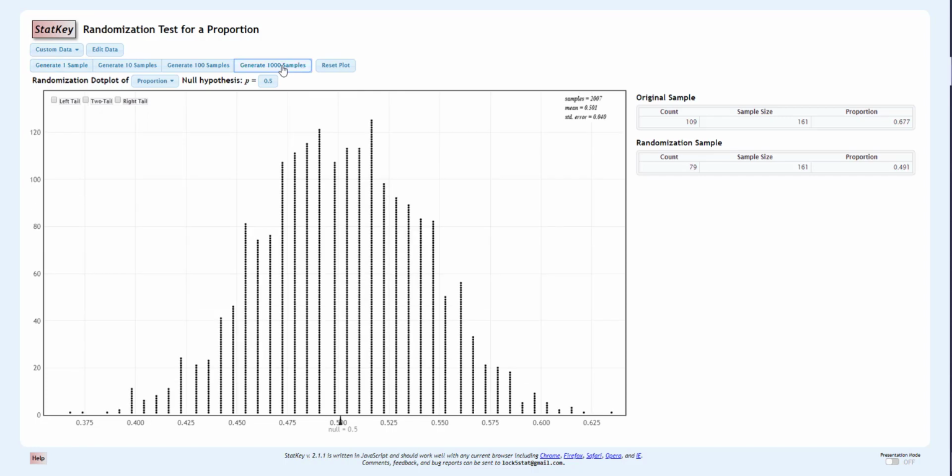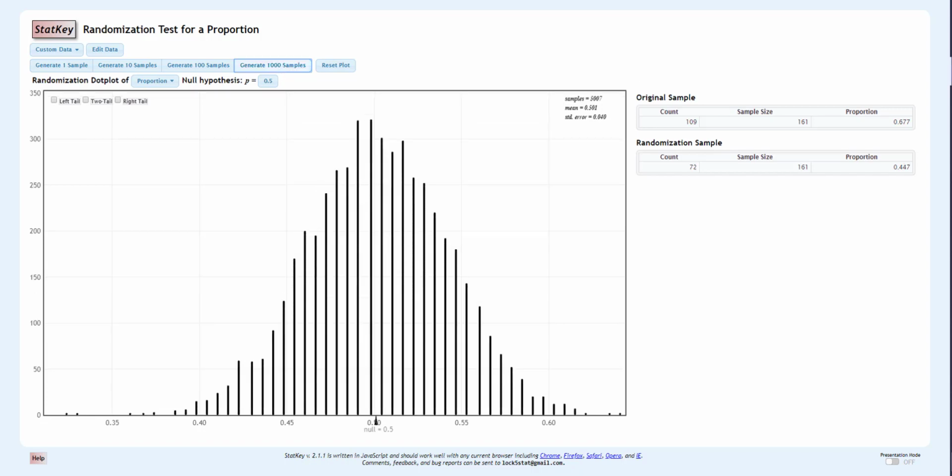So if we click this generate 1,000 samples button a few times, we end up now with 5,000 samples. Essentially we have 5,000 dots down here, and each one of those dots represents a single sample of 161 games played and the proportion of them where they ended up winning. And we want to know how often did they win 67.7% of those games. If we look down here, it appears that of these 5,000 simulations, it never happened more than 68% of the time. In fact, it rarely happened more than 60% of the time.